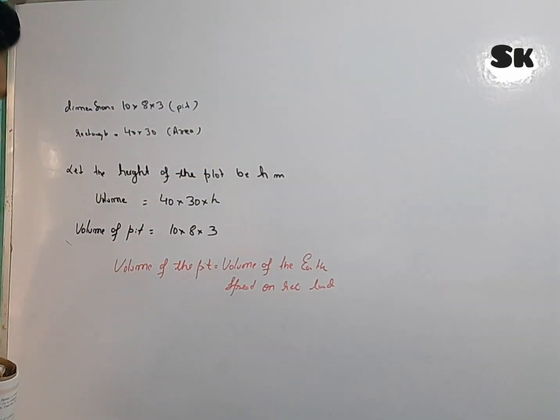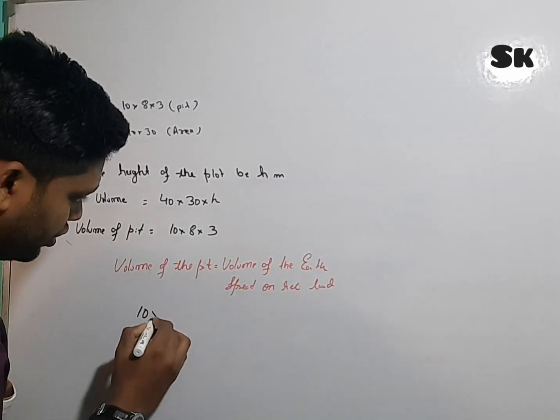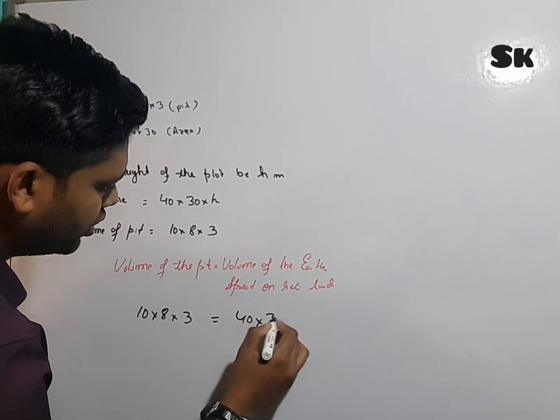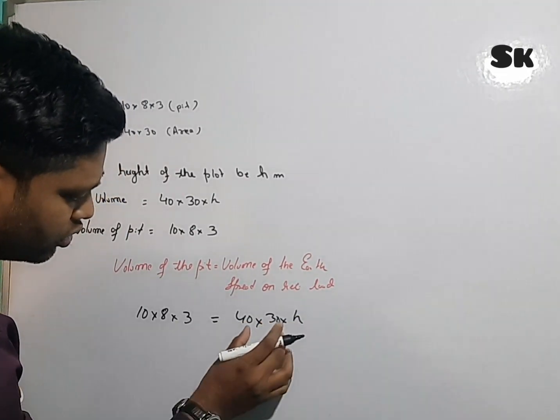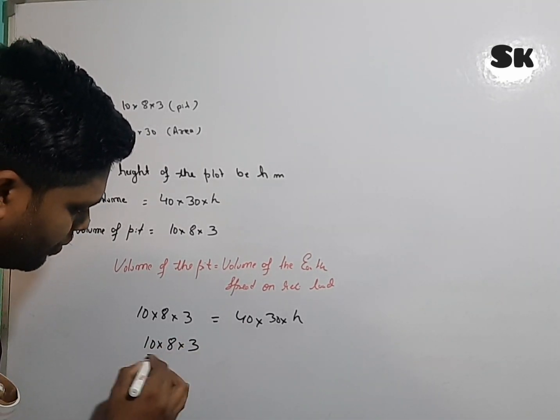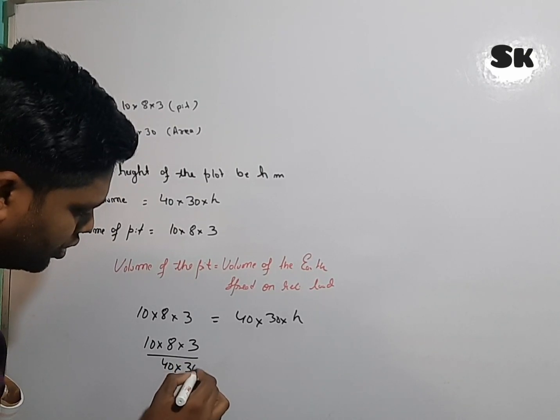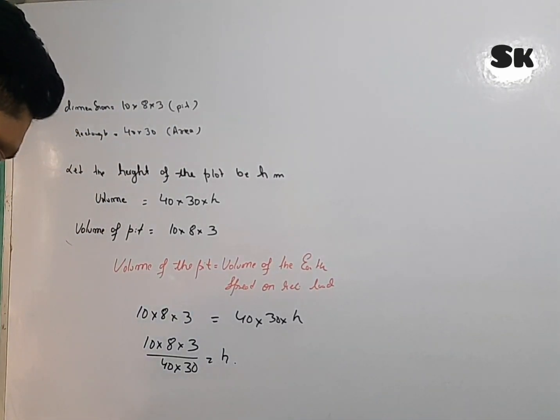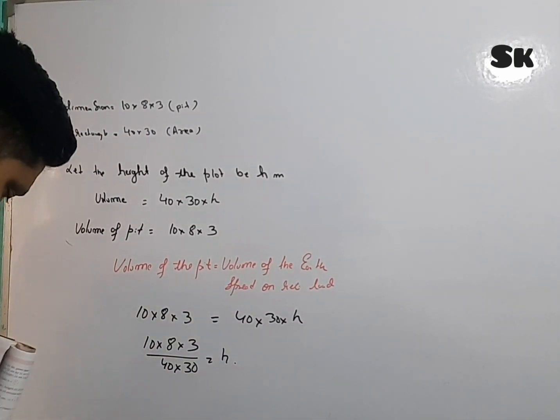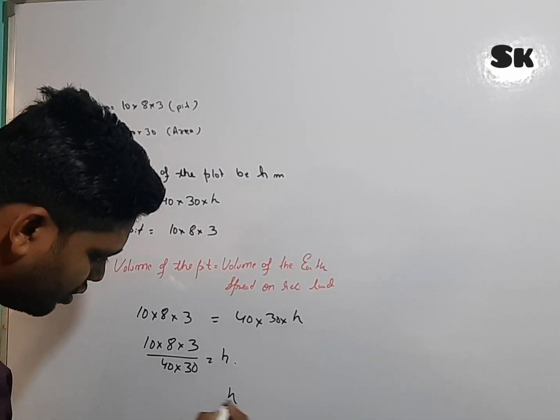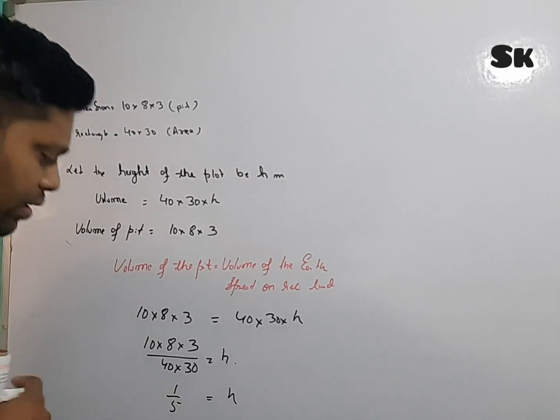Okay, so what is the value of this one? Volume of the pit is this one, 10 into 8 into 3 equal to 40 into 30 into h. So you have to find out h. So this 2 will go down, you will get your answer. 10 into 8 into 3 by 40 into 30 is equal to h. You will solve, you will get your height. For example, the height you will get, if it is in meter, is 1 by 5. If it is in centimeter, you will get 20.